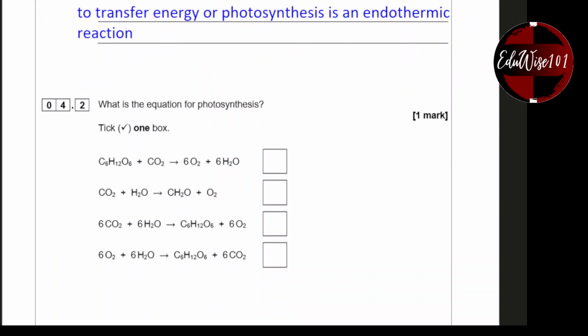4.2, what is the equation for photosynthesis? Now the equation for photosynthesis should be carbon dioxide plus water should give you glucose and oxygen. So that's the equation for glucose, which means that it can't be the first one. Second one is incorrect. Third, 6CO2, 6H2O, glucose plus 6 oxygen, that is actually correct. So it will be the third option.